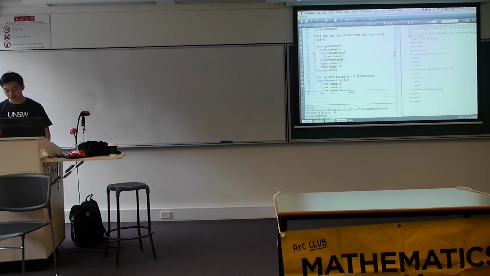Cool. I guess I also just went through the customization of the enumeration. So say you wanted to go from A, B, C, you can add this to the side of begin enumerate to change the style in which it increases. So this now becomes A, B, C. Okay.